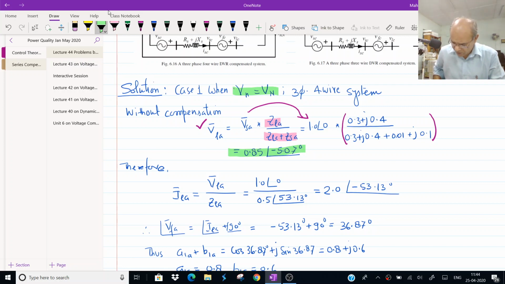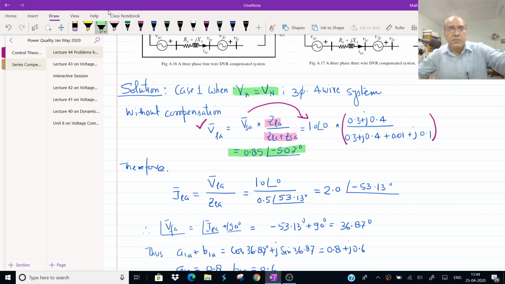So what do we see? There is a net reduction of 15% in voltage at the load bus, a 15% reduction straight away, and that means the load may not function properly.